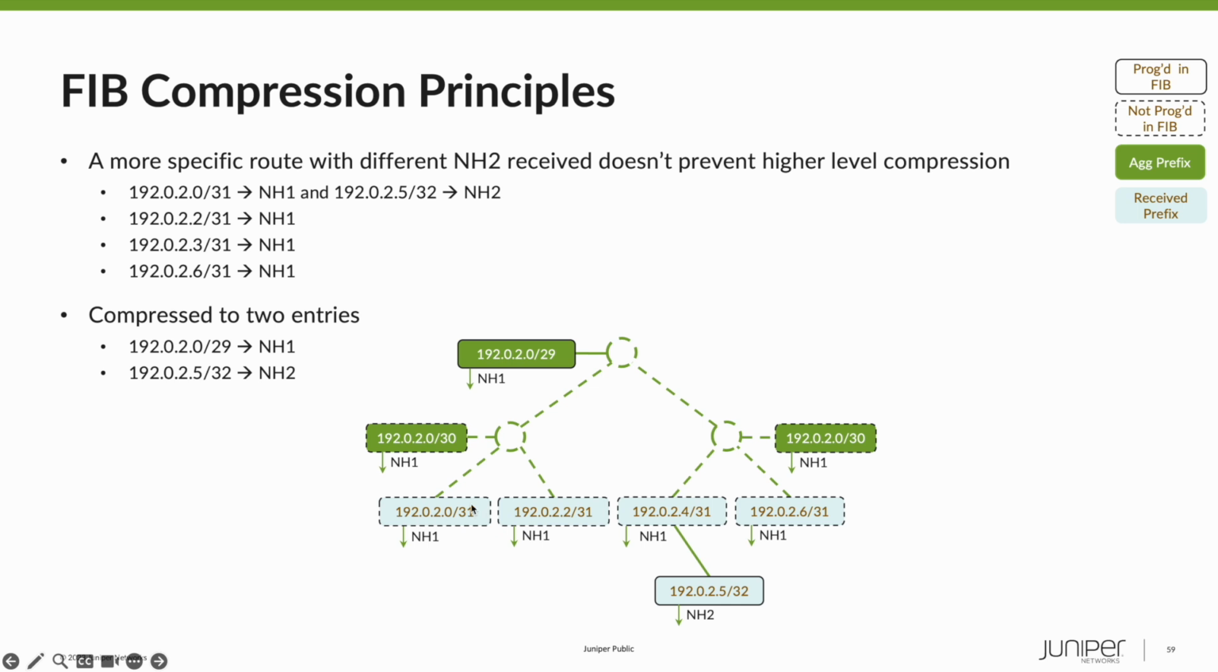In this example, I'm showing 4 subsequent /31 routes pointing to the same NH1 and a more specific /32 route pointing to NH2. That means I will have 2 routes programmed in my FIB: the /29, that is the aggregate of this guy pointing to NH1, and this one, .5, pointing to NH2. Simply because of the longest prefix match rule, this one will be matched first. If there is no match, it will land in this level. So this is simple, but it's very, very efficient.